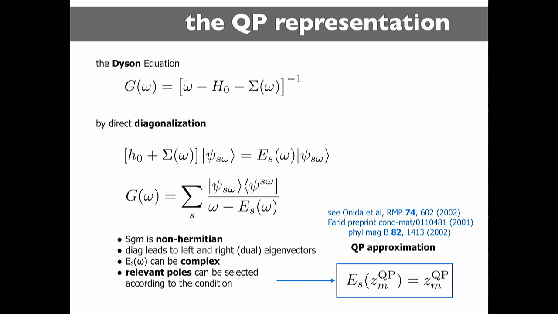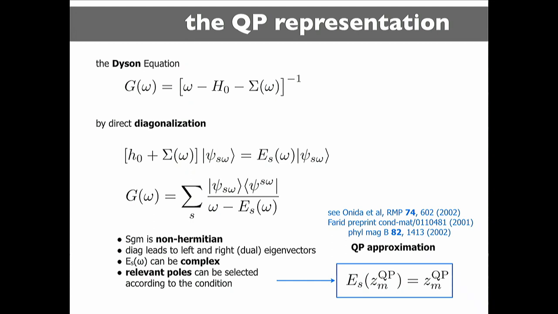Okay, so this was so far the Lehmann representation. We'll see now another representation that can be named the quasi-particle representation. We start again from the formal solution of the Dyson equation. Out of here, we can look at this problem as an inversion problem with a parameter, omega, so a parametrized inversion that we can cast in the form of a parametrized diagonalization problem. So omega here is a parameter.